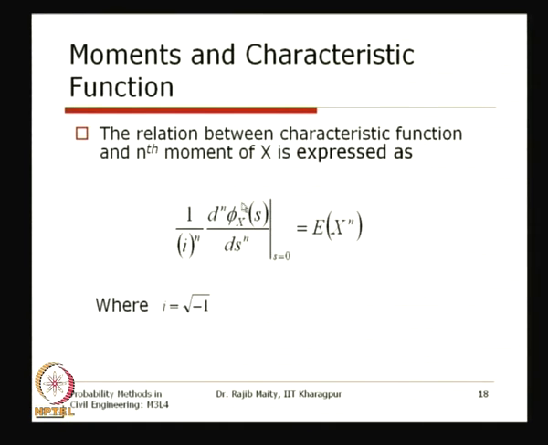Now, how can we relate this function to the moments? For the characteristic function also, we can take the nth derivative, multiply it by 1 by i power n, and evaluate the function at s equals to 0, which gives the expectation of x power n, that is the integral from minus infinity to plus infinity of x power n multiplied by f_X(x) dx. The use of the characteristic function is mostly seen in electrical engineering, not much in civil engineering, but the moment generating function is important in this field.